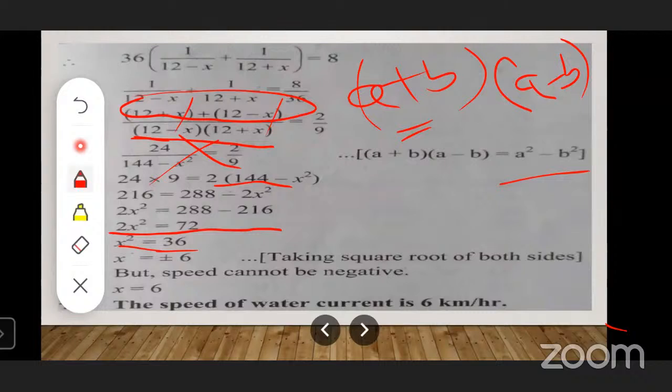And x is nothing but what? Speed of the water current. So what have we found out? Speed of the water current. So the last line will be: the speed of the water current is 6 km/h.